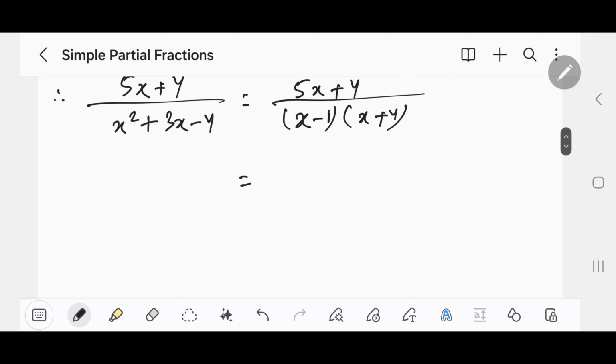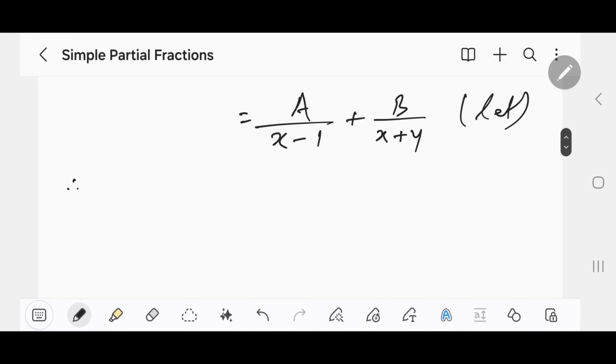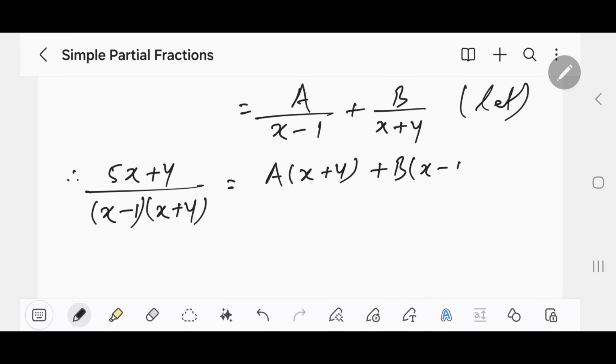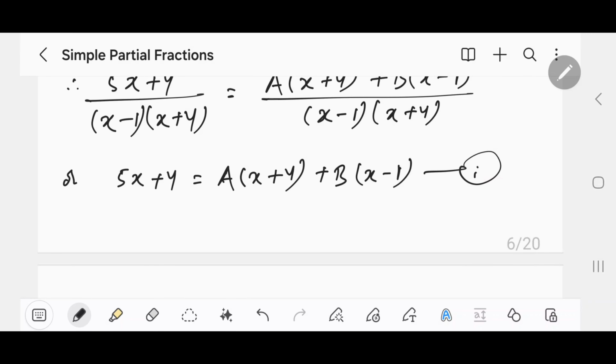This can be expressed as A/(x - 1) + B/(x + 4). Therefore, we get (5x + 4) / ((x - 1)(x + 4)) equals (A(x + 4) + B(x - 1)) / ((x - 1)(x + 4)), or 5x + 4 equals A(x + 4) + B(x - 1). Let this be equation first. Now, just like previously, let's try to vanish any one of them.